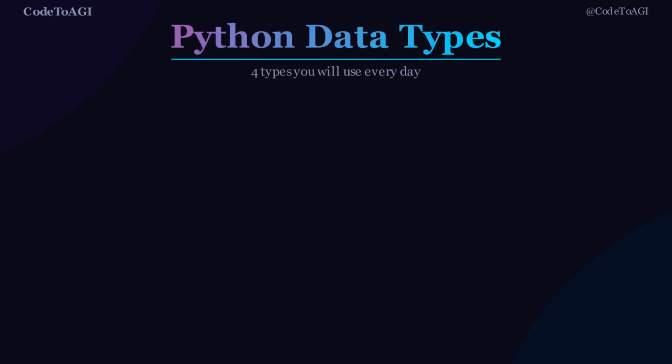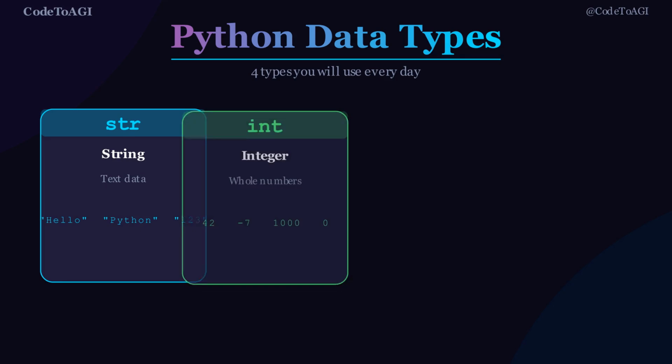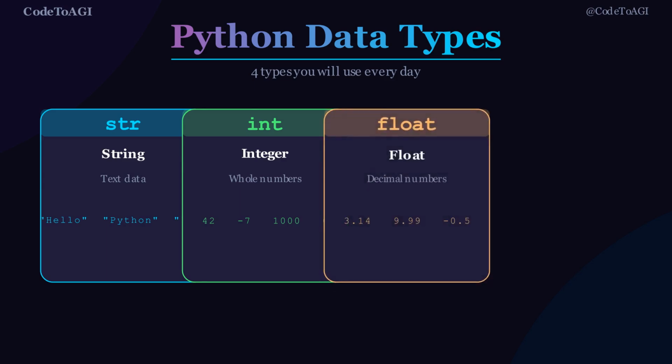Python has 4 data types you will use constantly. First, str, which stands for string. Strings are text. Anything in quotes is a string. "Hello", "Python", "CodeToAGI", your name. All strings. Second, int, which stands for integer. Integers are whole numbers. No decimal point. 42, -7, 0, 1000. All integers.